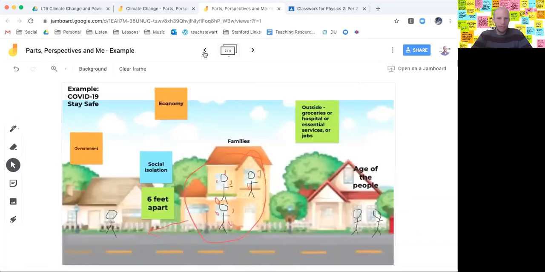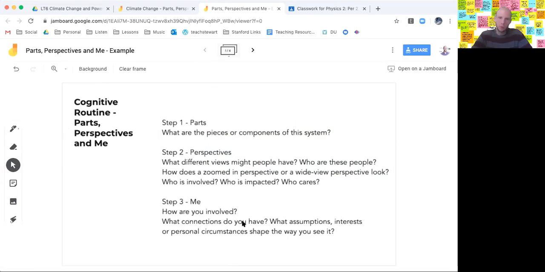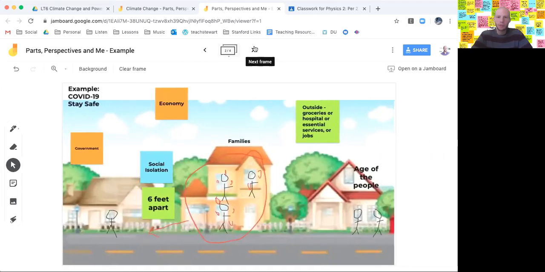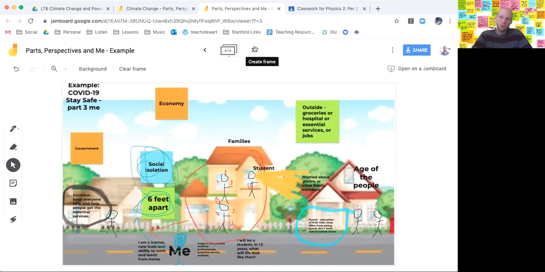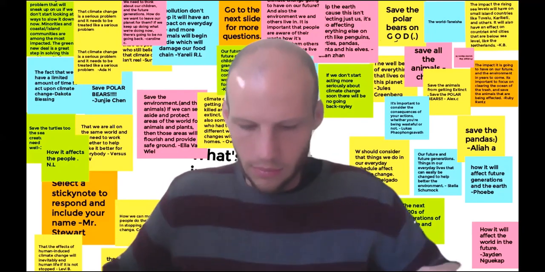So I'm going to go back to my directions here. How are you involved? What connections do you have? What assumptions, interests, or personal circumstances shape your situation? Yeah, I think I've captured some of the ways that I fit into this whole situation. So I'm going to go ahead and leave it there. I'm going to stop sharing my screen.